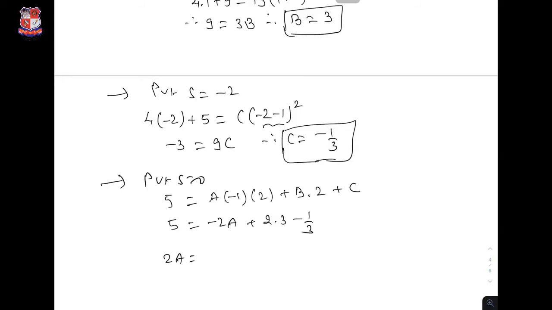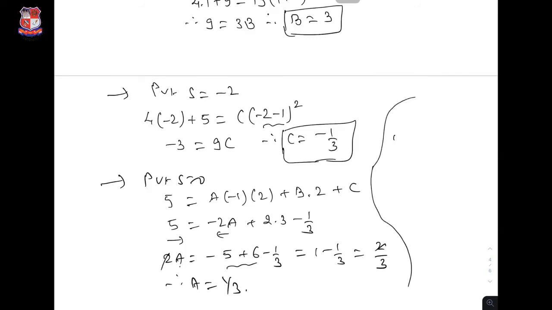So 5 equal to minus 2a plus 2b, so 2 into 3, and c is minus 1 by 3. So this is 2a equal to minus 5 plus 6 minus 1 by 3. So this is 1 minus 1 by 3, this is 2 by 3. So 2a equal to 2 by 3, 2 cancel, so a equal to 1 by 3. That is the way you can find out a.